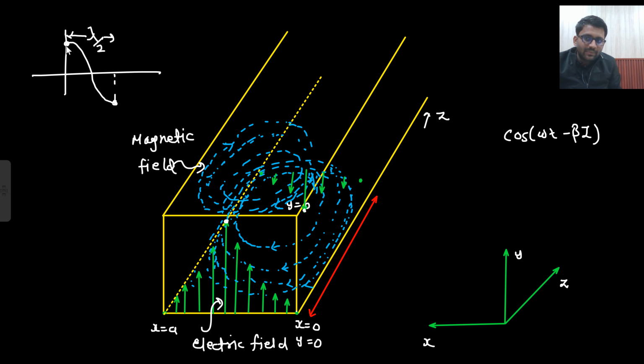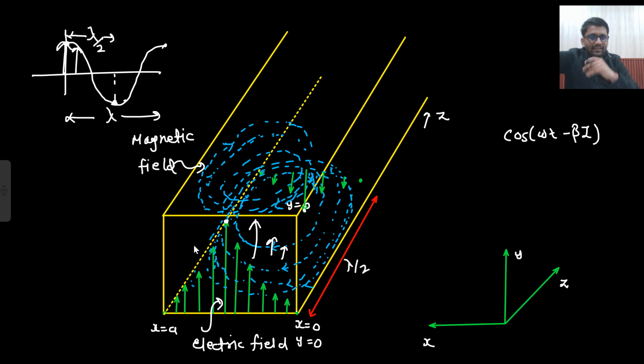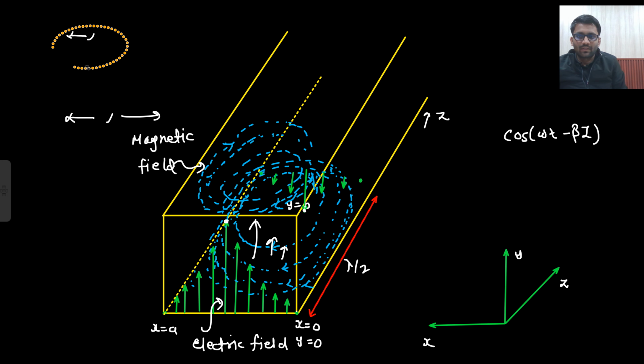So it will propagate in this manner: here you are having maximum amplitude, then next this amplitude will be less, then even less, and then slowly it will become 0, and then it will become negative. So how much will this distance be? Lambda by 2, because a complete cycle is lambda, but this distance will be lambda by 2, half cycle. And this is how the magnetic fields will look: circular, circular, circular.